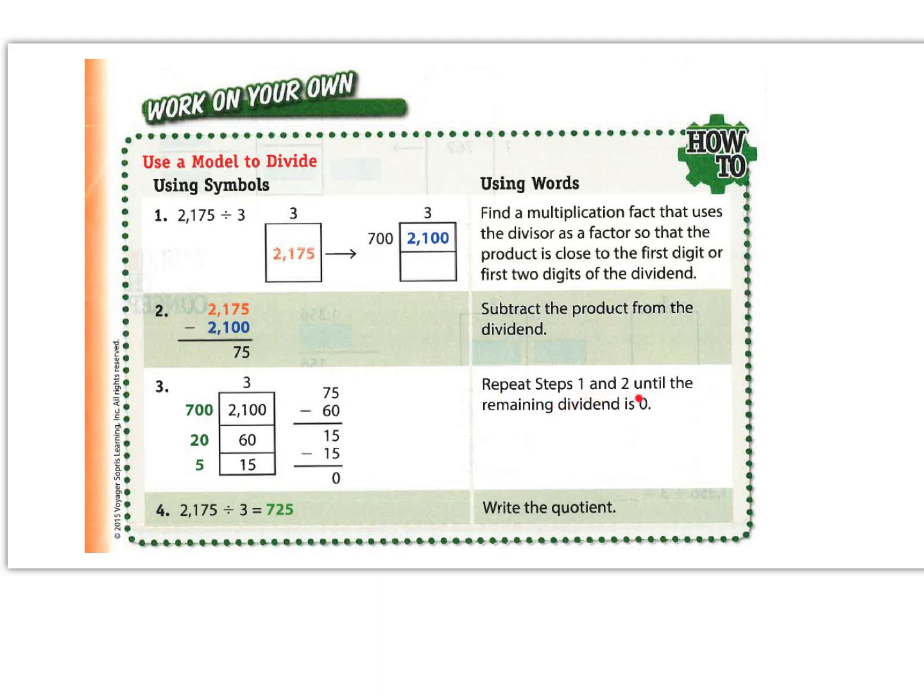Then repeat steps 1 and 2 until the remaining dividend is 0. So then they picked 20 because that's 60. And then when they did 75 minus 60, you got 15. And then 3 times 5 is 15. And then the remainder is 0. So then you add these up, 725, and you get this. And then if you did 725 times 3, you would get this answer. So you go backwards. So remember, you can check your answers because you know fact families.